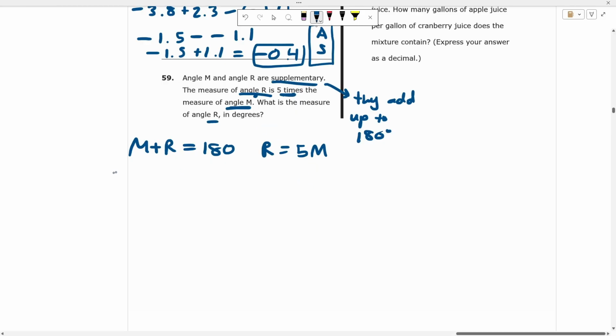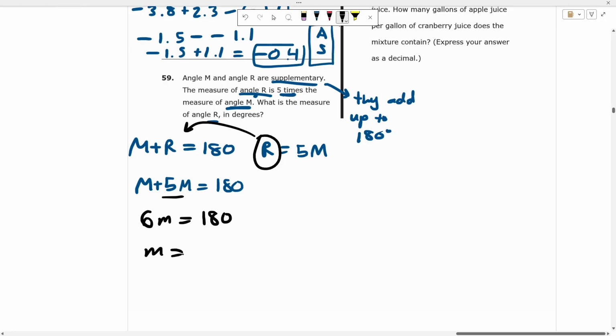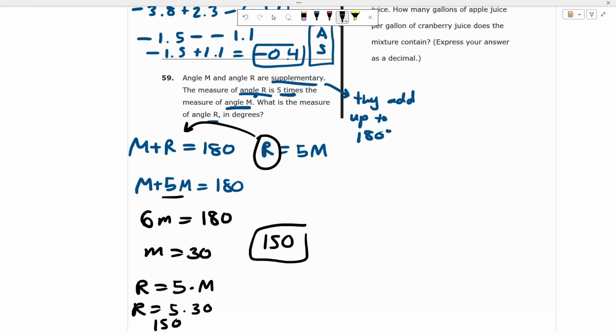So all we have to do here, we already know that M plus R is 180 because they're supplementary. We have to just plug in 5M for R. So now we have M plus 5M is equal to 180. Where did I get this 5M from? Well, I read the problem, and then I replaced R with 5M. R is equal to 5M, so you could just write it in there. Now you have 6M is equal to 180, and M is equal to 30. Now, if R is equal to 5 times M and M is equal to 30, R is equal to 5 times 30, which is 150. So R has to equal 150 degrees.